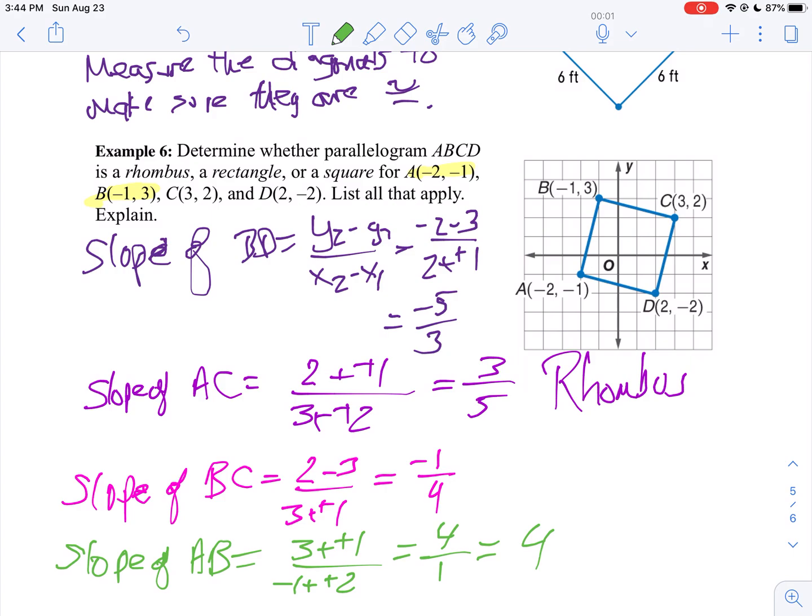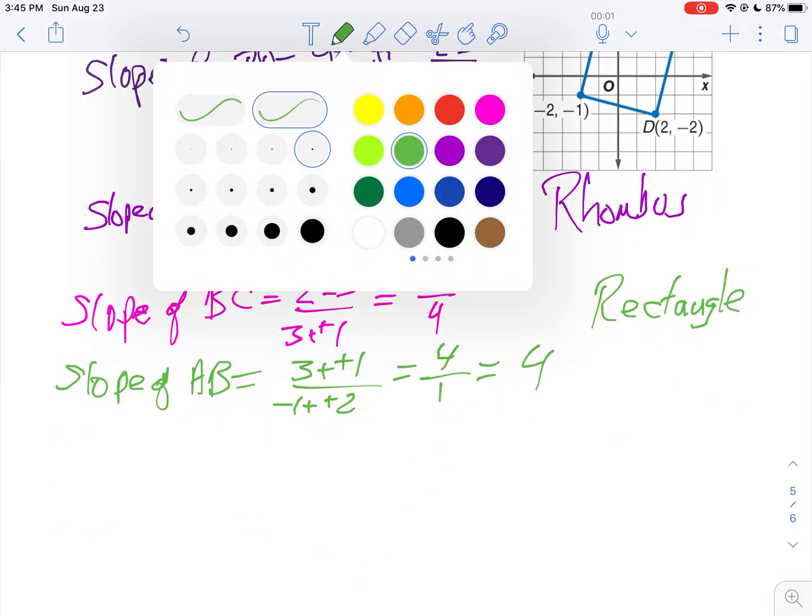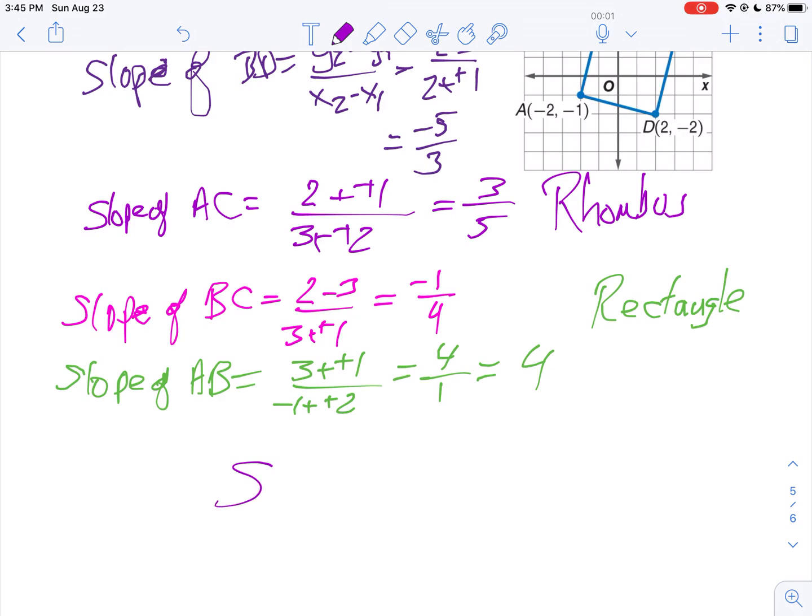Notice they are negative reciprocals, so that makes angle B a right angle, which makes this shape a rectangle. Since the shape is both a rectangle and a rhombus at the same time, my answer is this shape is a square. And there you have it.